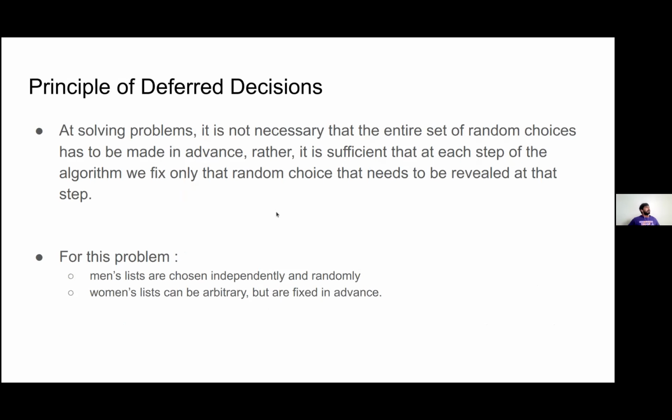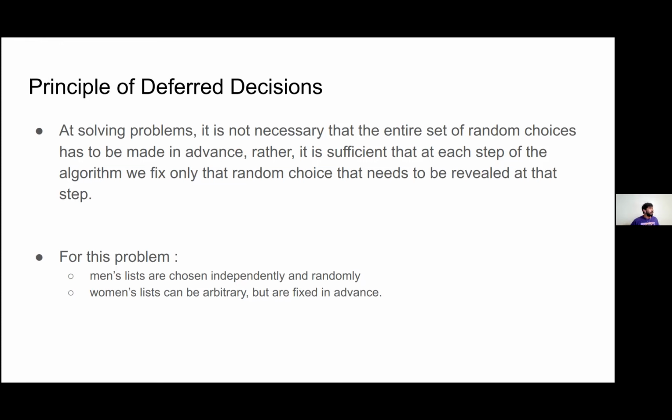So for this, we use the principle of deferred decisions. In solving problems, it is not necessary that all the random choices that have to be made at time step t be made in advance. Rather, it is sufficient to say that at each step of the algorithm, we fix only the random choice that needs to be revealed at that step. This makes all the complexity of assuming all the random choices beforehand go away, and the analysis becomes easier.